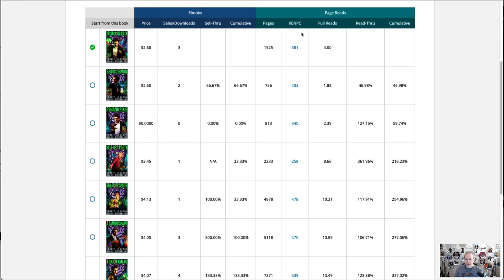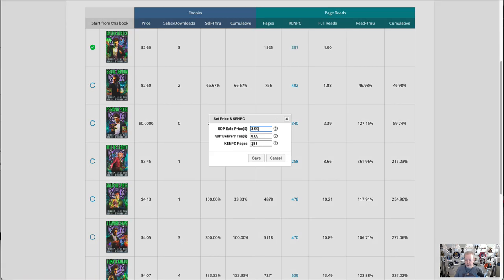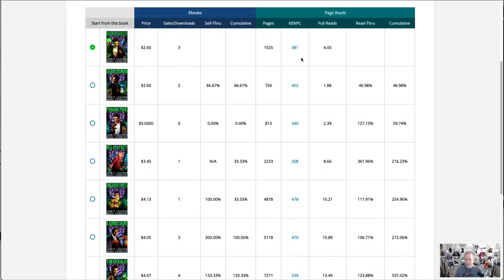Looking over at page reads, this is for people who are on Kindle Unlimited. What we're basically doing here is we see the number of pages that came in for this particular book, and that KENPC page rate that you need to enter for each one of your books. The reason for that is because we take this number divided by this number, and that tells us how many actual pages have been read, or how many full reads we've gotten through our book. Now, sure, you could have the situation where a person only read a quarter of the book and decided they didn't want to go any further.